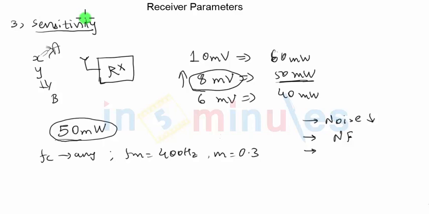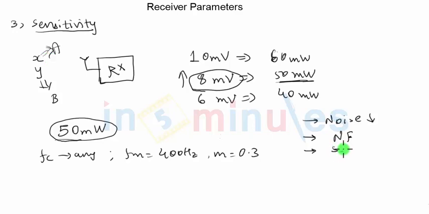Sensitivity also depends upon selectivity of the AM detector. If the selectivity of the detector is very good, that means its ability to reject unwanted frequencies and accept only the desired frequencies is good, then sensitivity will automatically improve. It depends upon bandwidth improvement factor and gain of IF and RF amplifiers.